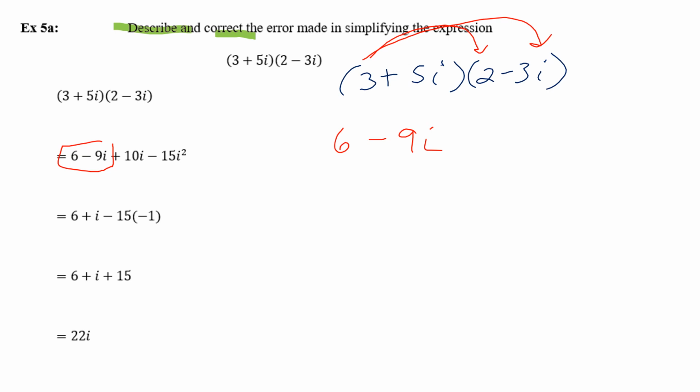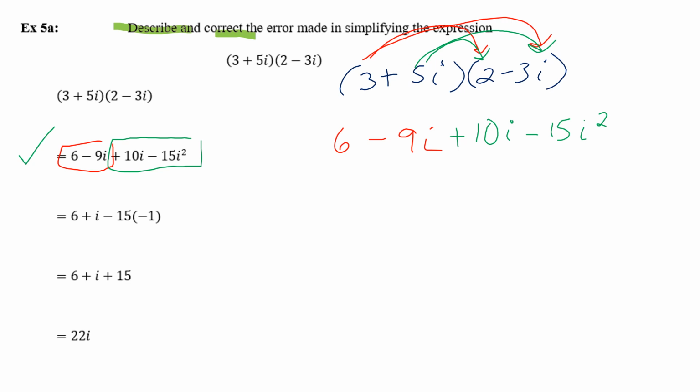Now we're going to take 5i times 2, gives me a positive 10i. 5i times a negative 3i is going to give me a minus 15i to the second. Positive 10i minus 15i to the second. Looks like so far the first step is correct. So moving on to the next one.